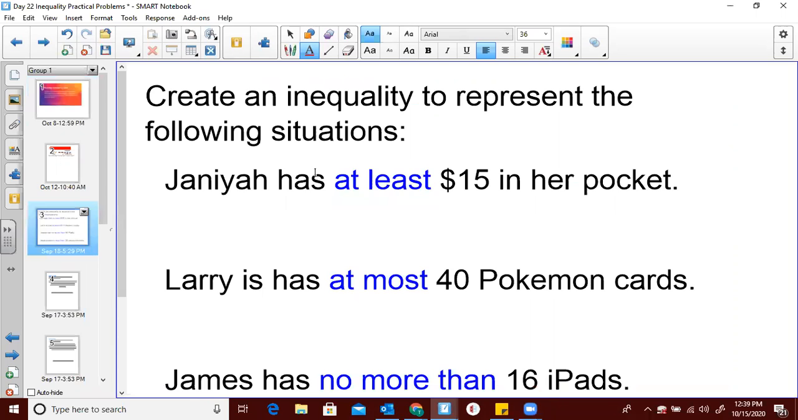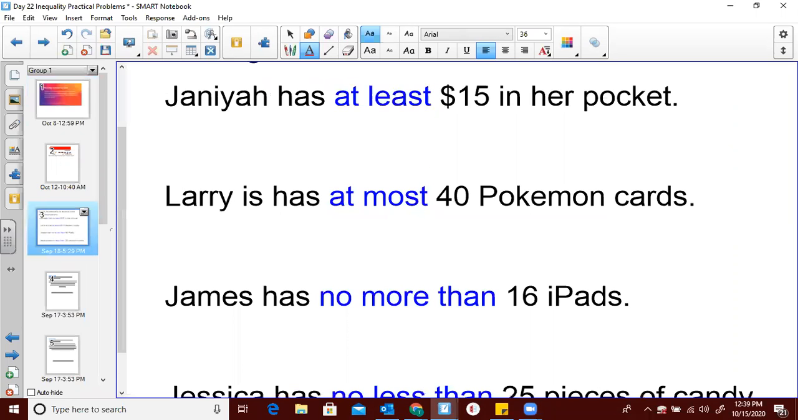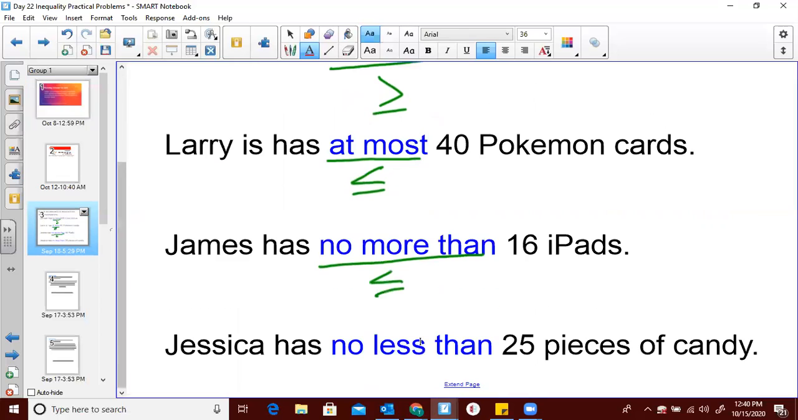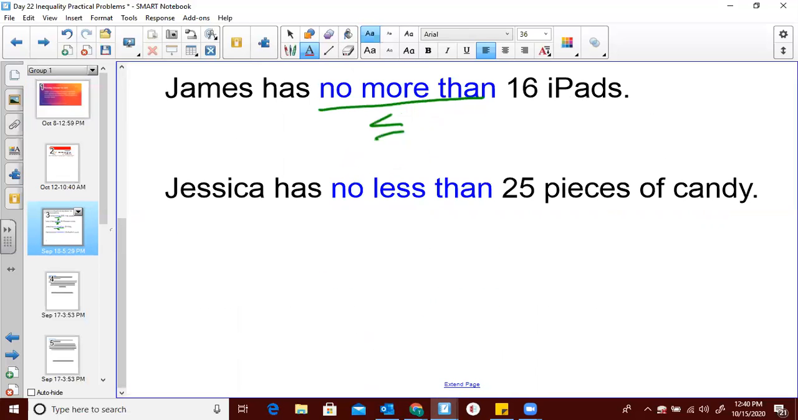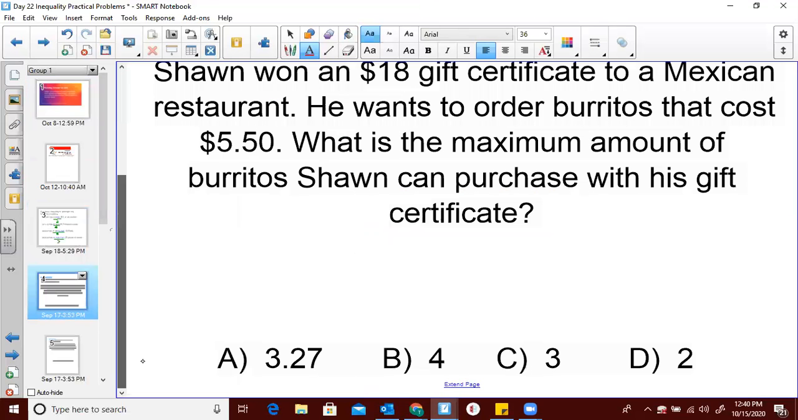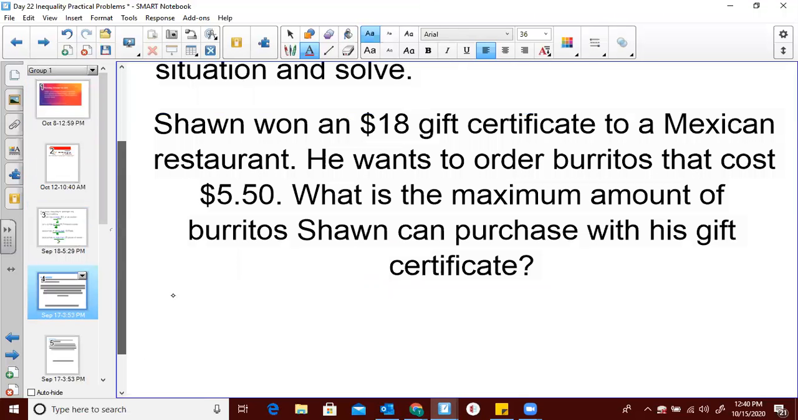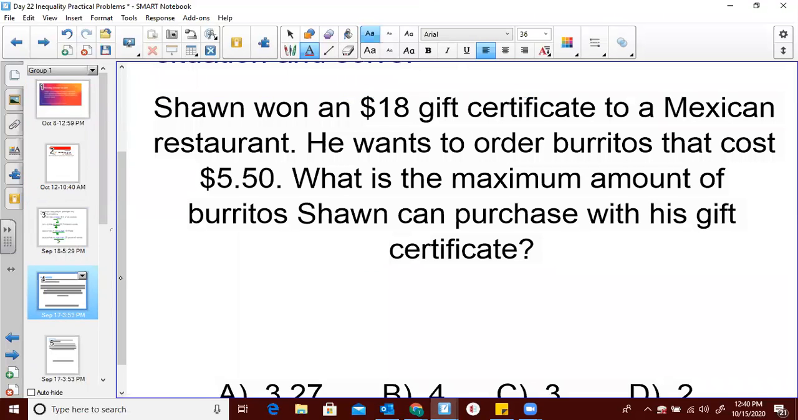So a couple of keywords to look for are at least, and at least is going to be greater than or equal to. Another will be at most. At most is going to be less than or equal to. No more than is similar to at most, or the maximum, which would be less than or equal to. And no less than, that'll be greater than or equal to. All right, so the hard part here is creating the inequality.